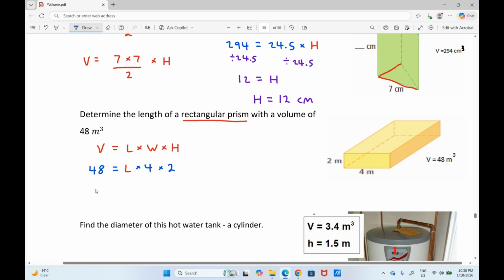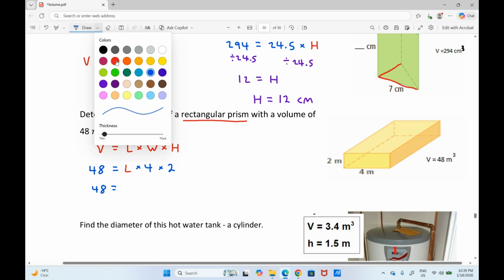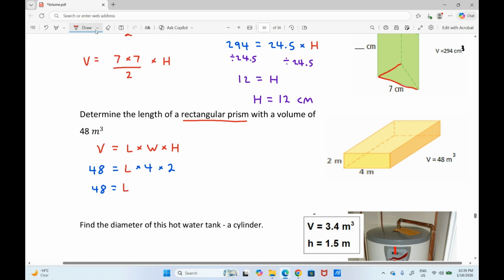So our next step should be to simplify this equation. So I still have 48 on the left side. On the right side, I'm still going to have my L, the length that I'm looking for. But I can simplify 4 times 2. 4 times 2 is going to be equal to 8. So now I have a one-step equation again. I have 48 equals L times 8.